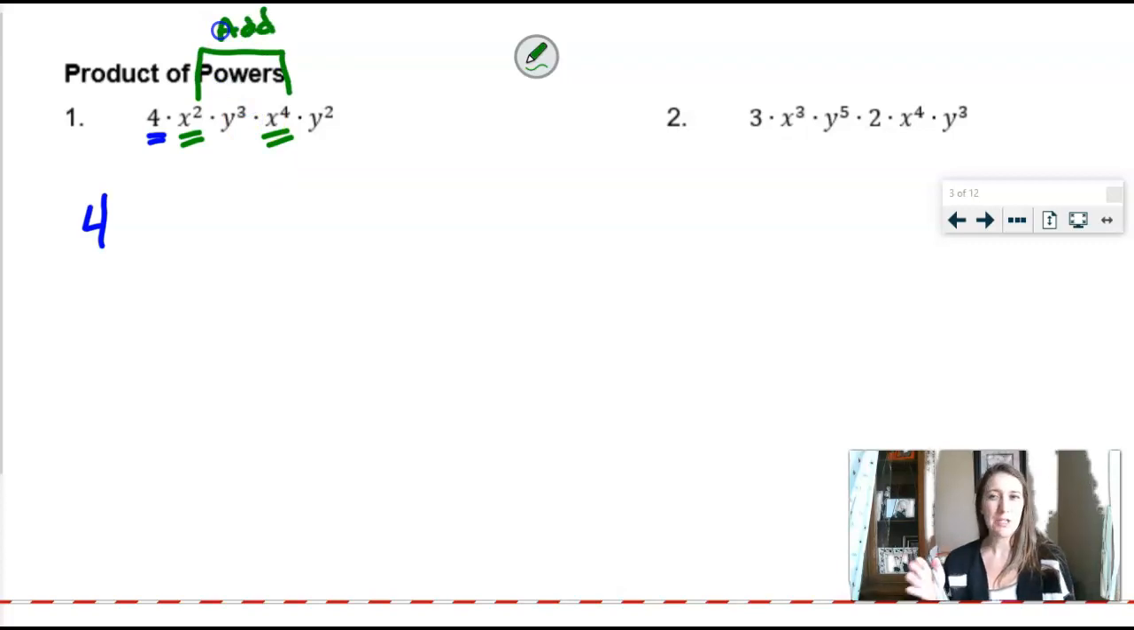And think of it as a counting problem. X squared means x times x, and x to the 4th is x times x times x times x, and if you counted all those up, you'd have x to the 6th. So these properties are nice because they just give you shortcuts.